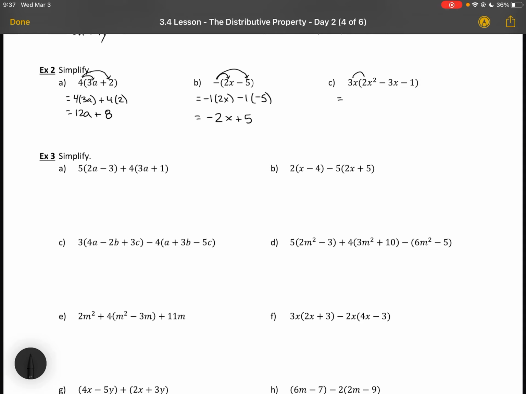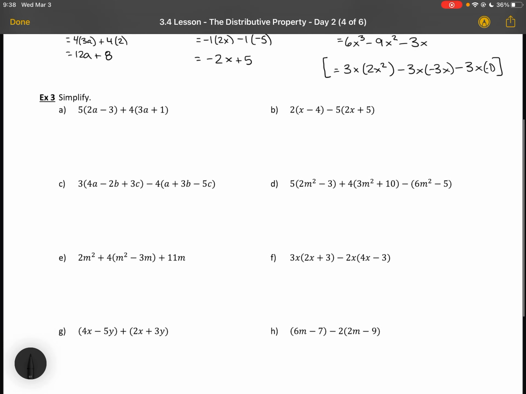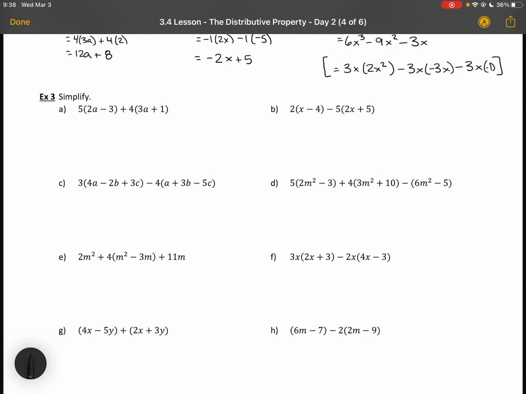Example C, I now have 3x outside the brackets. That applies to all three terms inside the brackets. So 6x cubed minus 9x squared minus 3x. And I'll add in one more row. If you are writing out each multiplication step, this is what your second line would look like, but you do not need to write that.